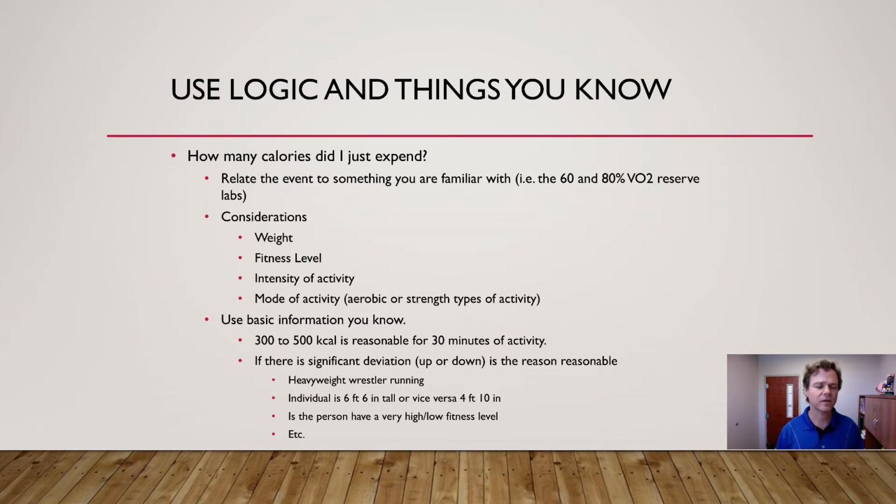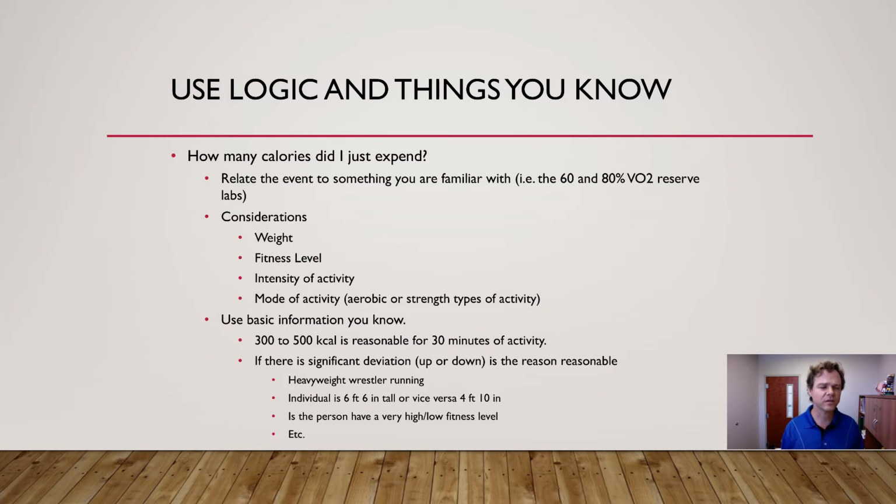What's a reasonable caloric expenditure for that person? And you're like, well, I weigh 120 pounds. I weigh 180 pounds. I weigh 200 pounds. So you just work up or down from that. You have the 100 calories per mile. Work off these numbers that you know, and especially work off the numbers that refer to you, and then you can adjust things up or down accordingly. The considerations: weight, your fitness level, intensity of the activity, the mode, was it aerobic activity or strength activity?